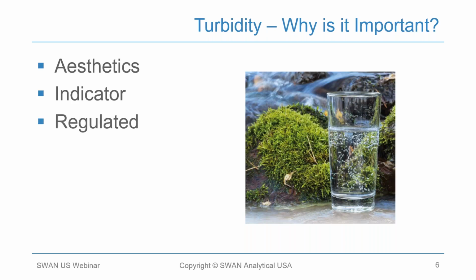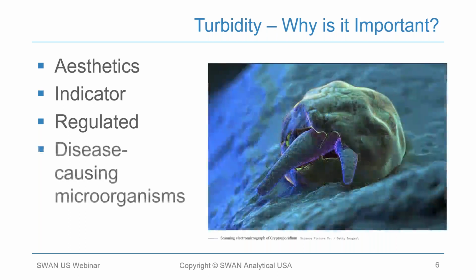It's also regulated. The EPA regulates that treatment plants should optimize to obtain turbidity levels of less than 0.3 NTU in 95% of filtered samples, and that the value should never be greater than 1 NTU. The biggest issue with turbidity is that higher turbidity levels are typically associated with higher levels of disease-causing organisms such as viruses, parasites, for example, Cryptosporidium, which you see in this picture, and some bacteria.